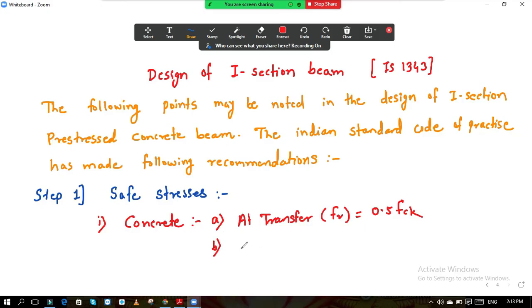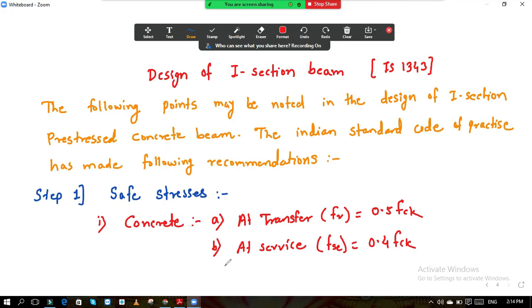Second, at service, it is 0.4 FCK. At service, it is 0.4 FCK.